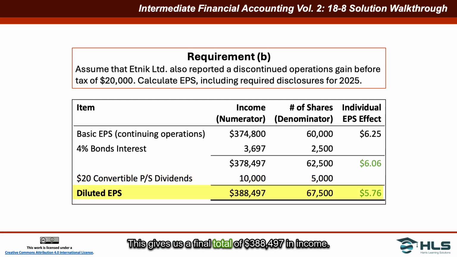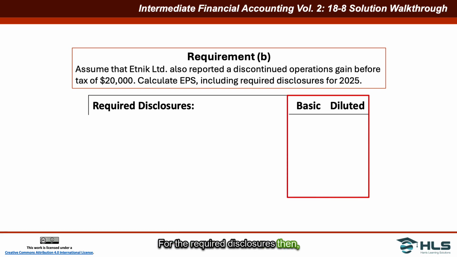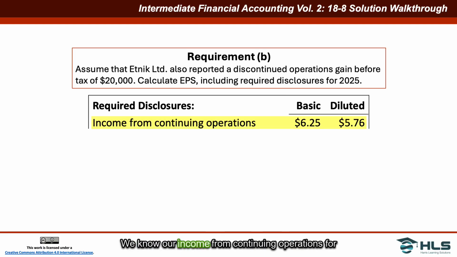This gives us a final total of $388,497 in income. When we divide by 67,500 shares, this results in diluted EPS of $5.76 after factoring all dilutive securities. This is still less than the previous $6.06, so we know we're okay. For the required disclosures then, we now have two columns, one for basic EPS, one for diluted EPS. We know our income from continuing operations for basic EPS is $6.25 and $5.76 on diluted EPS.